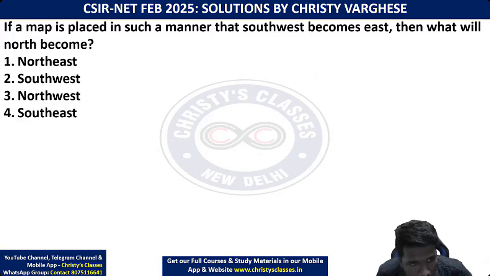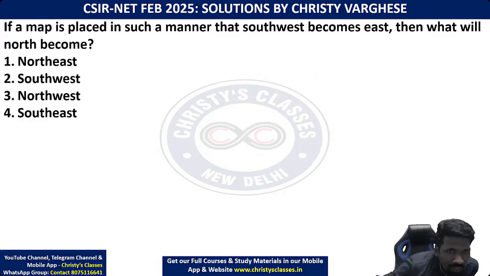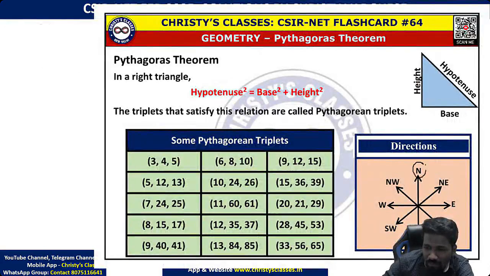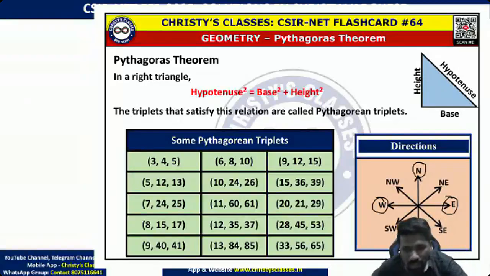Okay. So if a map is placed in such a manner that southwest becomes east, then what will north become? Southwest becomes east means, as I have always told, you should be clear about all the 8 directions, not 4 directions. Look at this flashcard: these 4 directions, and in between them northeast, northwest, southeast, southwest. So now read the question again.